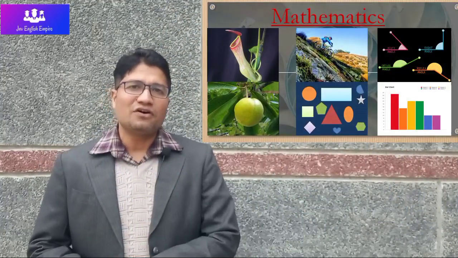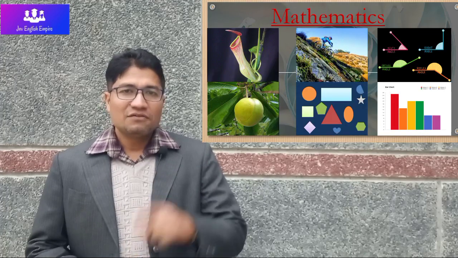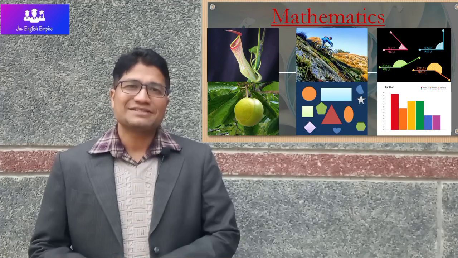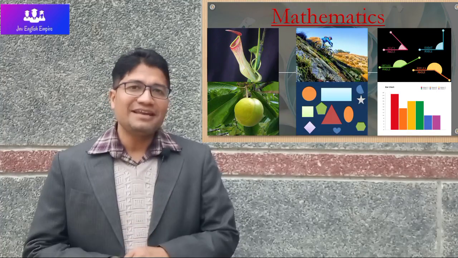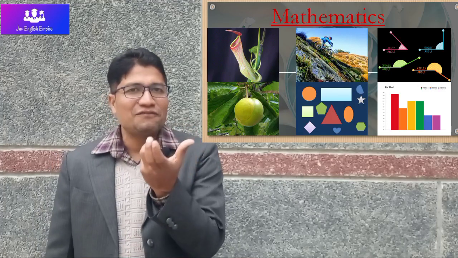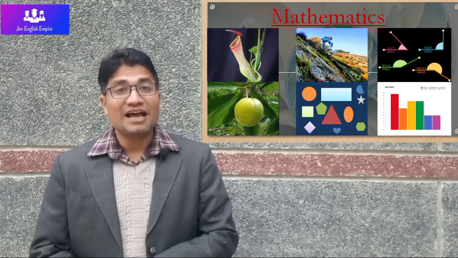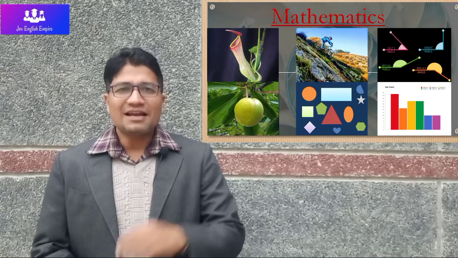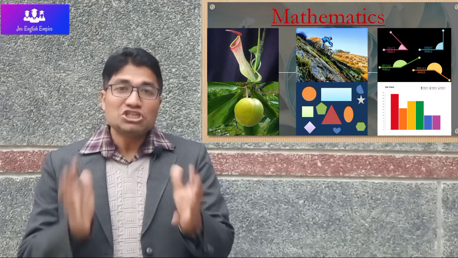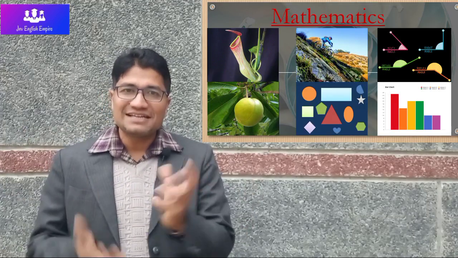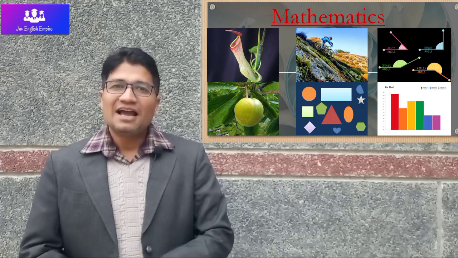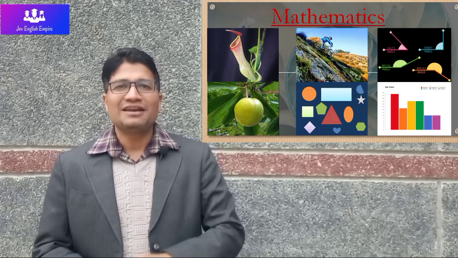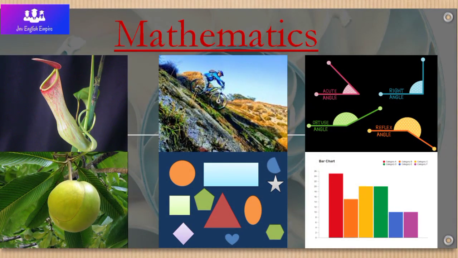Now we are going to talk about the activities which you can do in mathematics. There are so many kinds of fruits. As you have heard about the old apple, there are many new fruits which you are not aware of. You can search for the fruit on the internet and make your own question, such as how to get their perimeter, how to get their circumference. These can be the activities.